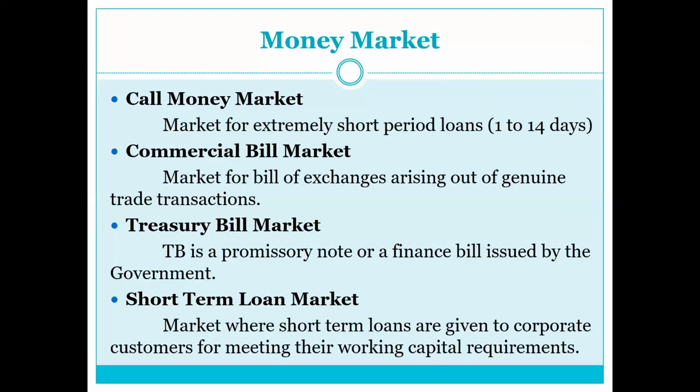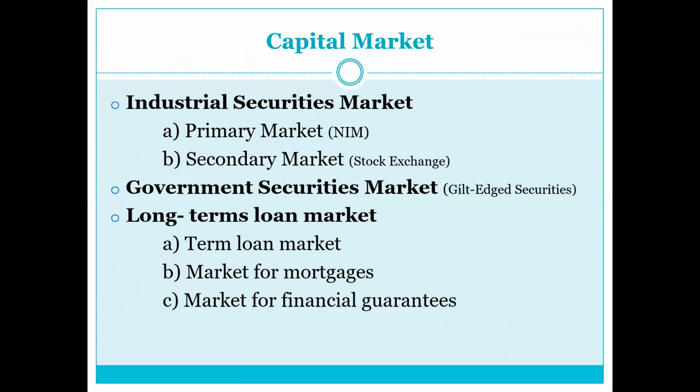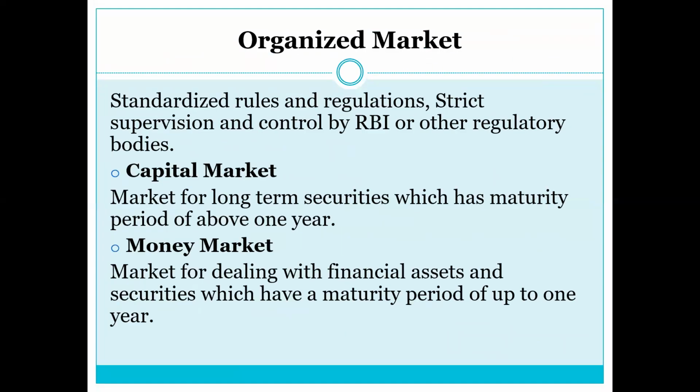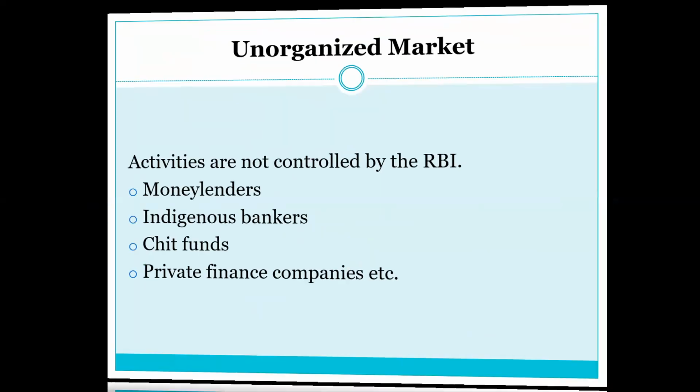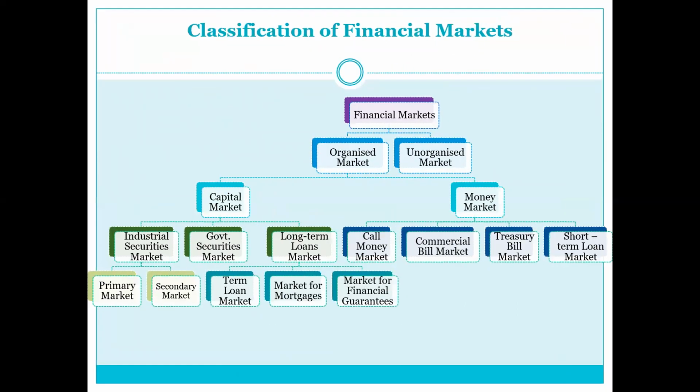With that, we'll end the classification of financial markets. So the financial system consists of 4 components. The first component is financial market. The financial market is the market for financial transactions. The place where financial assets are created and exchanged is termed as financial market. It could be a physical market or an online market.